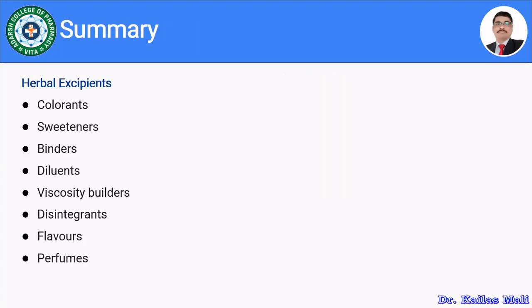So in this session, we have discussed the herbal excipients like colorants, sweeteners, binders, diluents, viscosity builders, disintegrants, flavors, and perfumes. Hope all of you have understood. The main thing is that these excipients are obtained from herbal sources and are used to develop certain pharmaceutical dosage forms as well as cosmetic preparations.